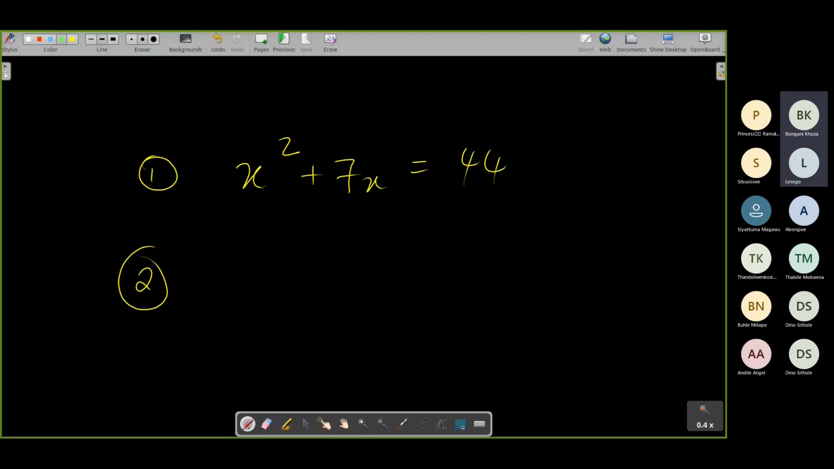Those of you planning for number 2, did you guys finish number 1? What were your values for x? x is equal to 4 or x is equal to negative 11. So we're having x equals 4 or x equals negative 11. Did we all get that?